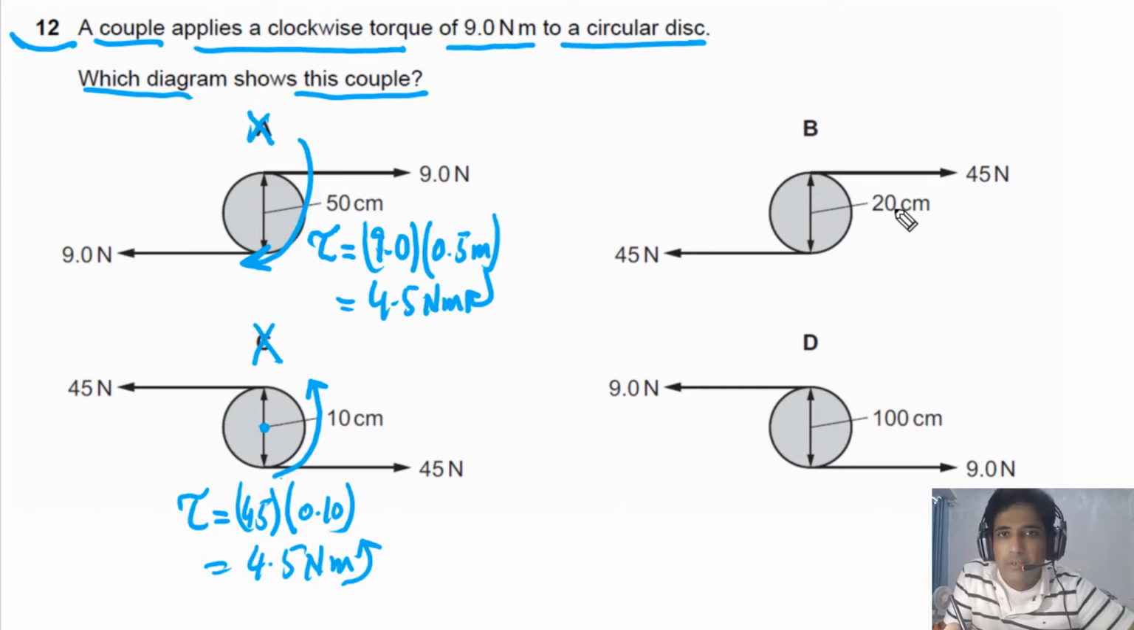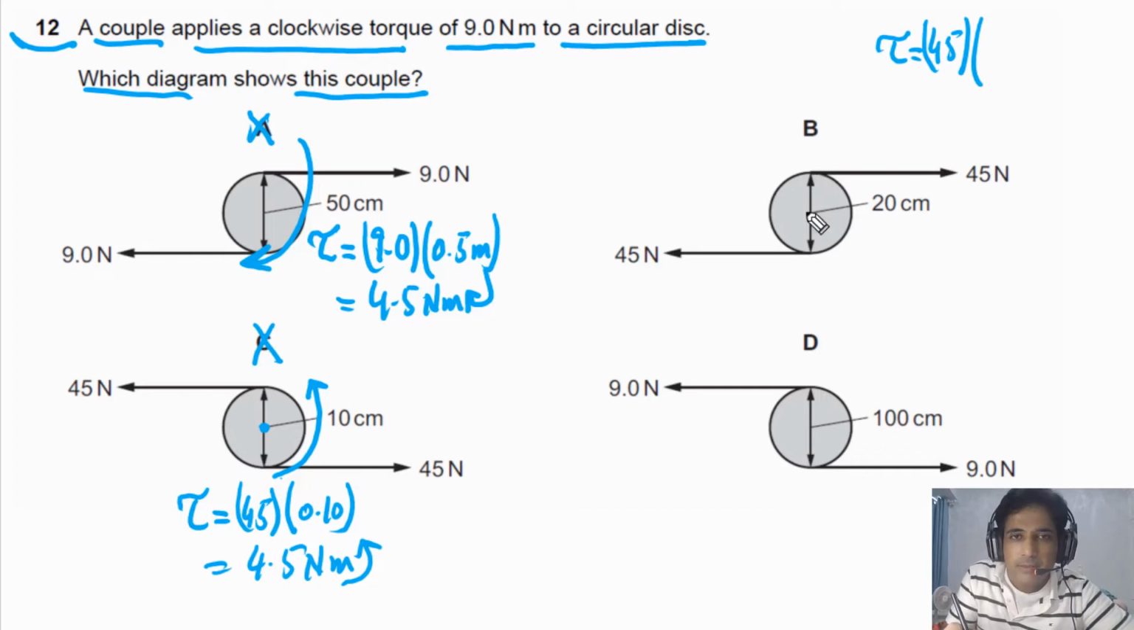If we look at option B, in this case we can calculate the torque of the couple. We have a force of 45 newtons and the distance between the forces is equal to 20 centimeters, which means 0.20 meters. If we multiply these, our answer will be 9.0 newton metres, and this torque is clockwise.